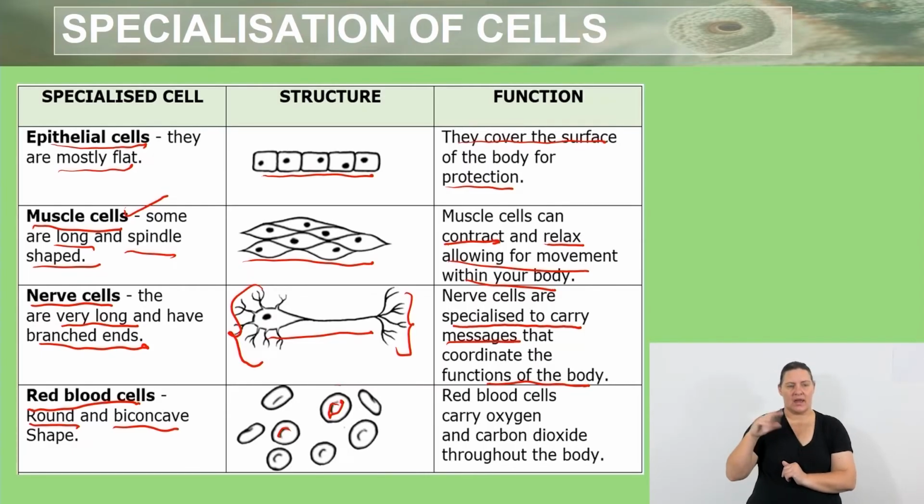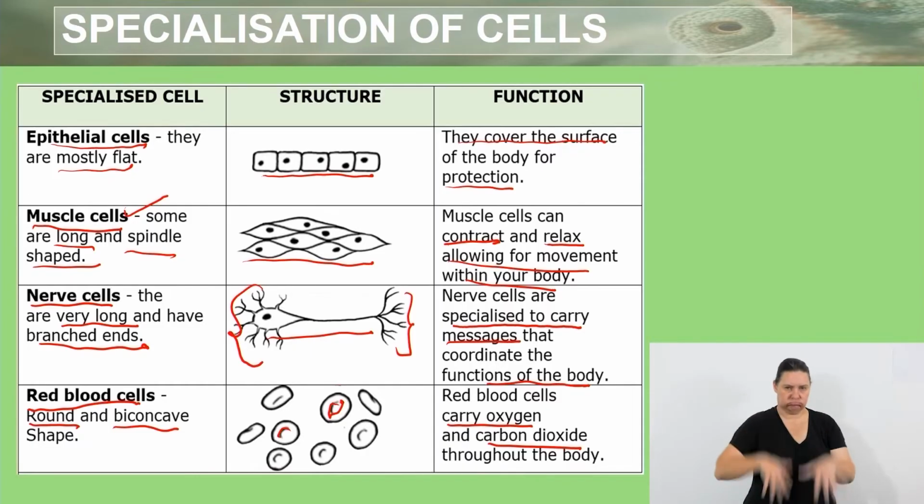So these red blood cells are responsible for carrying oxygen and carbon dioxide throughout the body. So that is what they are doing. They're making sure we have enough oxygen, enough carbon dioxide in our body. So these are the cells.